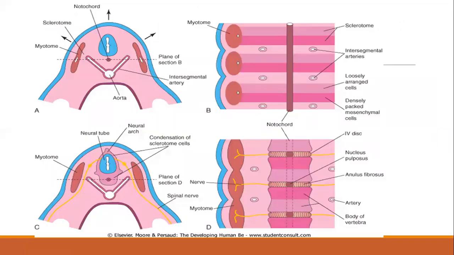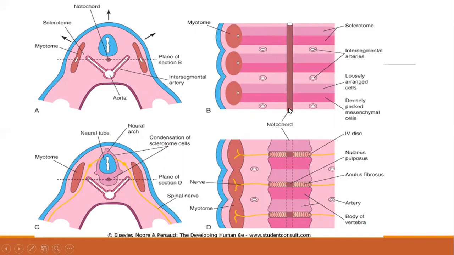This is a picture from your KLM, Keith Moore. This is showing the notochord surrounded by the sclerotome of the somites and the myotomic component. So the sclerotomic component is going to form the vertebrae, and the caudal half of the upper somite sclerotome fuses with the cephalic half of the lower somite, and this is going to form one vertebra. The notochord is going to degenerate. You know the fate of the notochord.